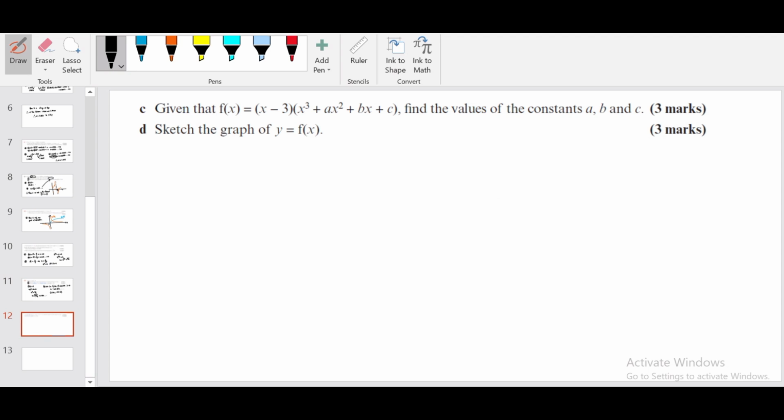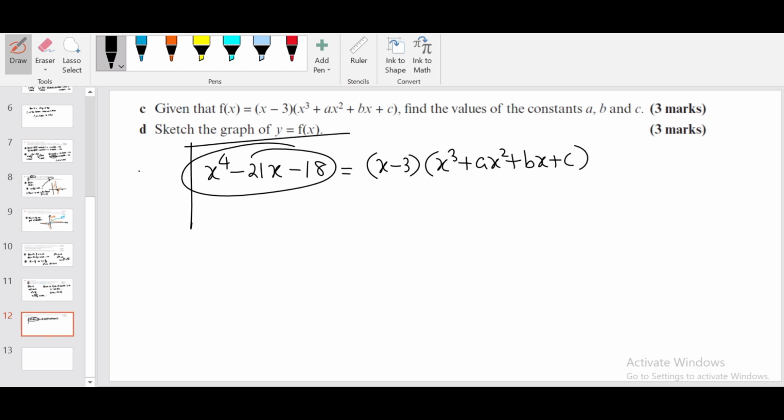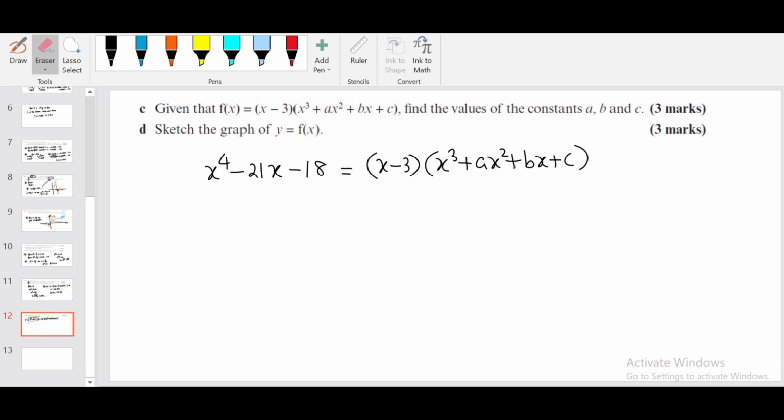Given that f(x) is this, find the value of the constants. Okay, you just need to equate the f(x), x^4 minus 21x minus 18, to (x minus 3) times (x cubed plus ax squared plus bx plus c). You can do one more thing. The method I'm going to apply is comparing the coefficients. You can take this and divide this using long division method. You will get a cubic function here. Compare it and find a, b, c. That's another way of doing it. Understand? So here I'm going to compare the coefficients.